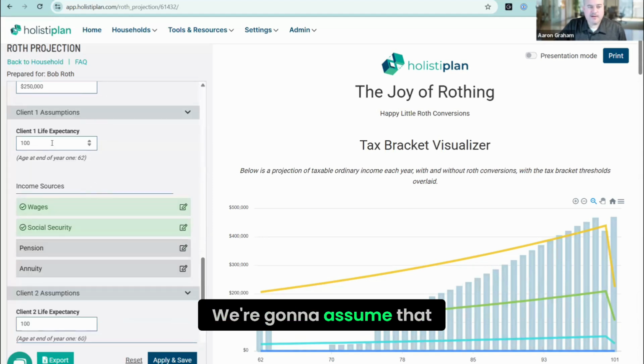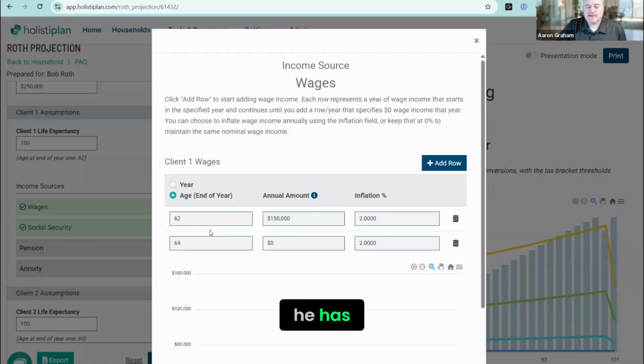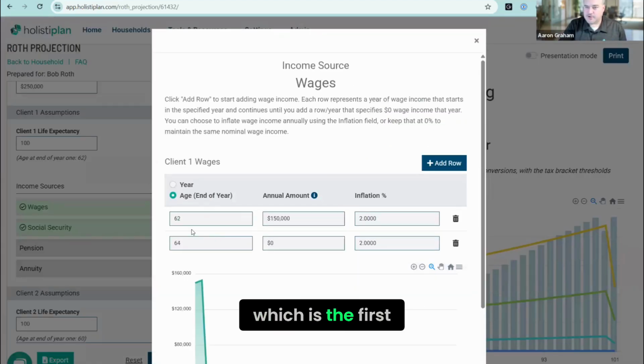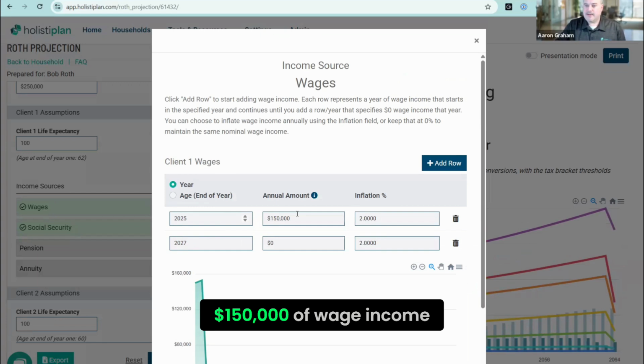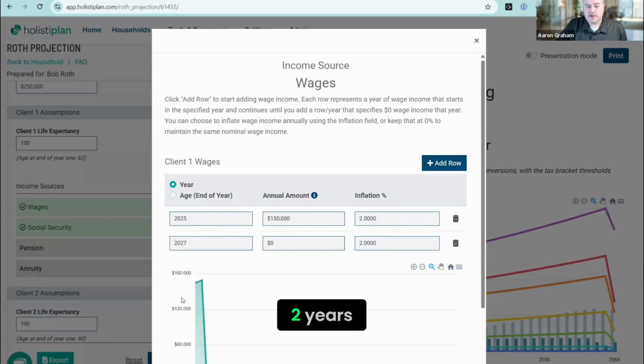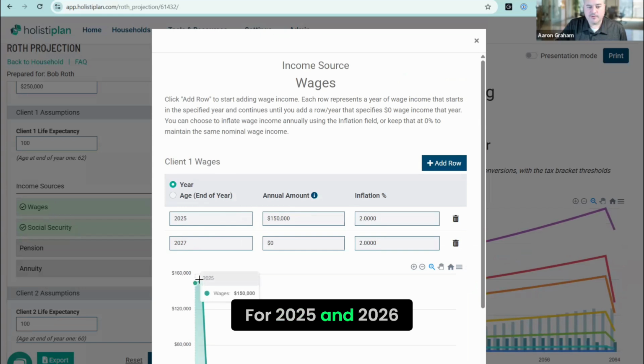We're going to assume that Bob lives to age 100. Remember, he's 62 now, which is the first year of this analysis. We're going to start the analysis in 2025. So we're going to show him with $150,000 of wage income beginning this year for 2 years, right? For 2025 and 2026, it's going to inflate by 2%.